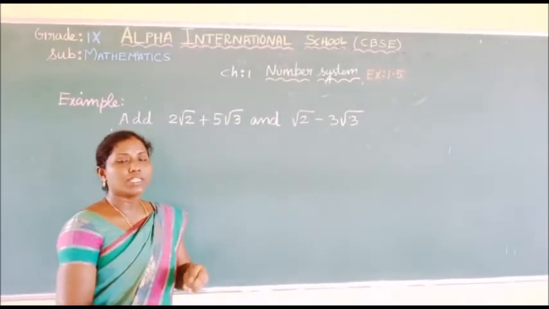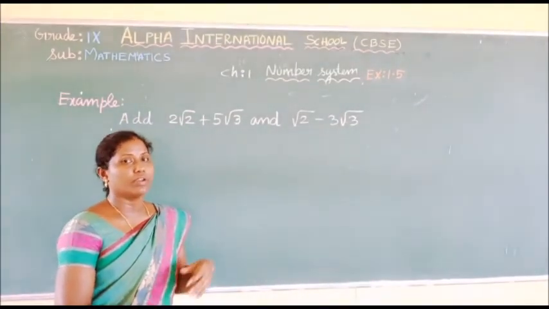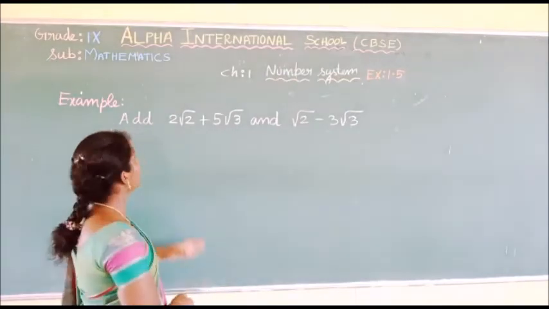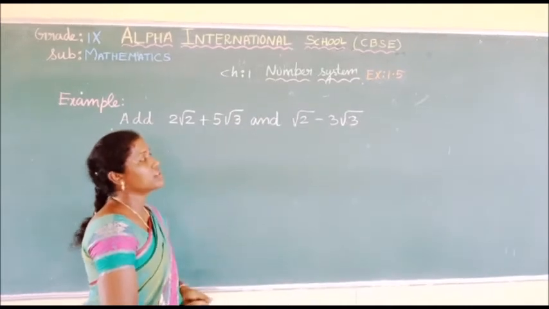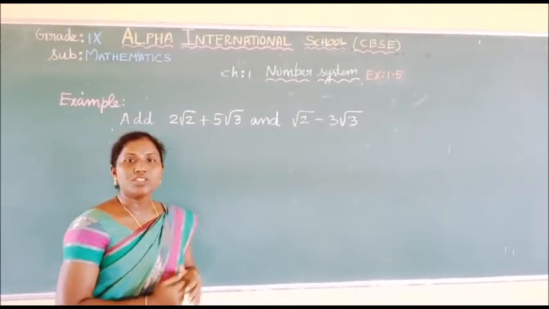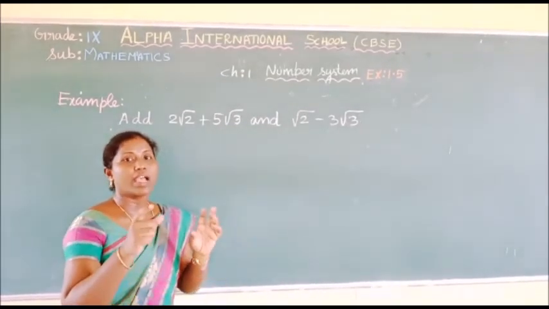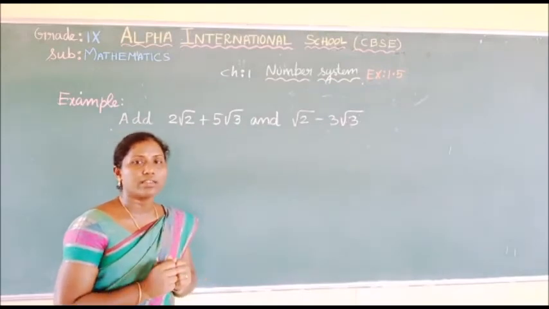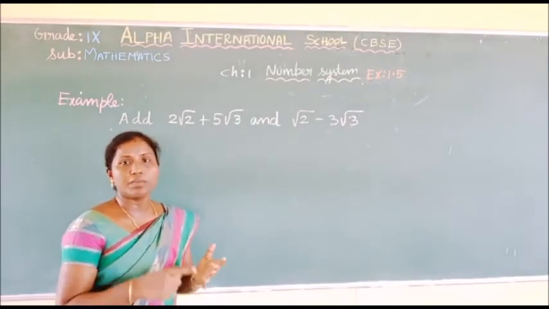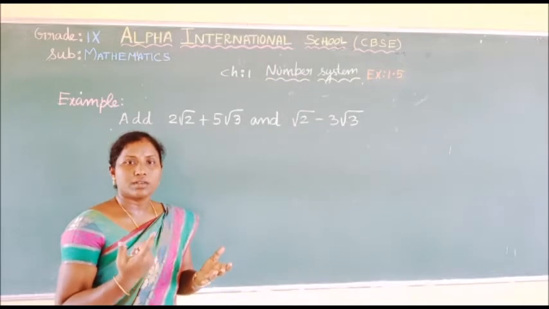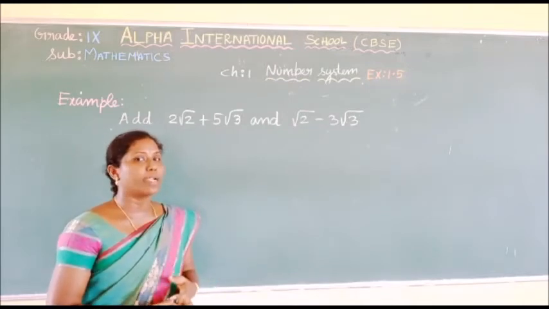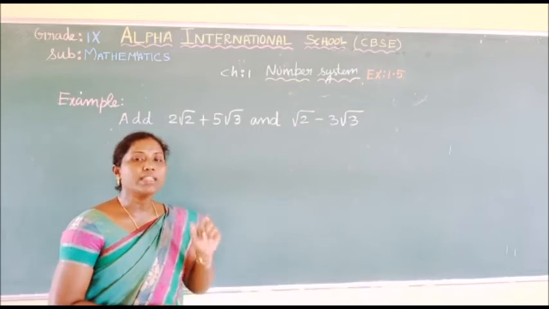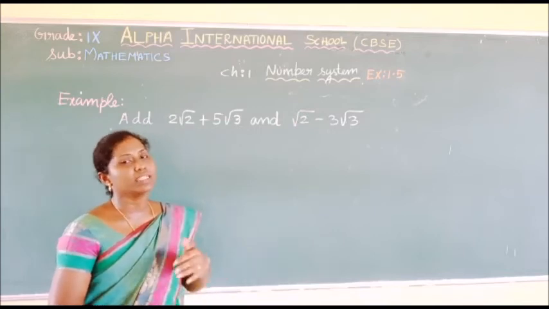Some examples based on addition and subtraction of irrational numbers. Okay, see here. Add 2 root 2 plus 5 root 3 and root 2 minus 3 root 3. In algebra we add the terms. Algebra contains variables, arithmetic numbers and mathematical operations. How will we add or subtract the algebraic terms? Only the like terms are added and the like terms are subtracted.